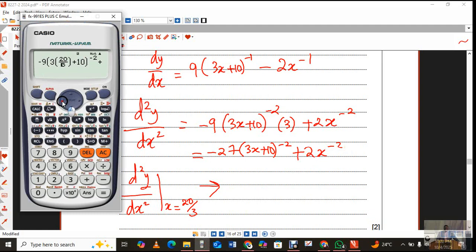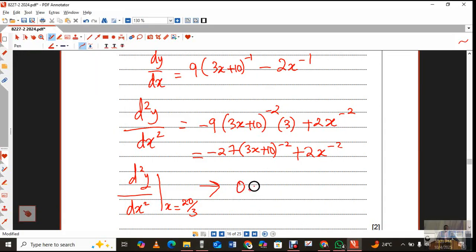I'm going to just put a minus 27 in the place of the 9. Okay, minus 27. And then it looks nicely now, just like the other one. Okay, plus 2, the bracket is 20 over 3, and it should also be raised to the negative 2 power. Alright, we get 3 over 200, which is 0.015. So that is 0.015, okay?